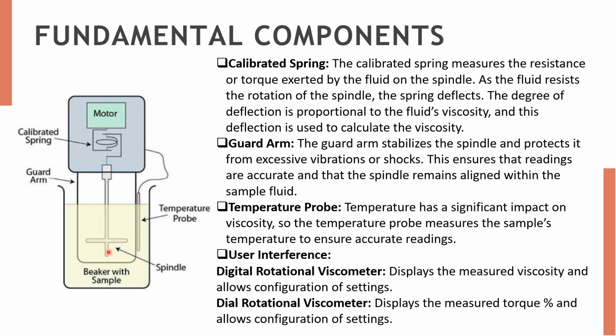After deciding the spindle, you have to set the rotational speed. This rotational speed can be set by fixing at what shear stress you want to measure the viscosity. And next, you have to switch on the motor. In that way, we will get the viscosity values at a particular shear stress.